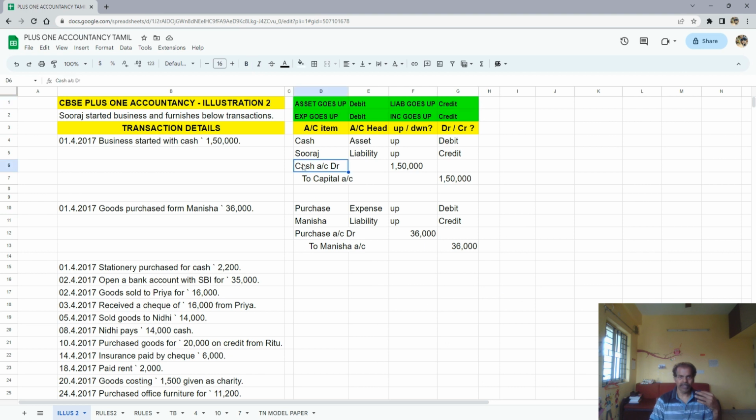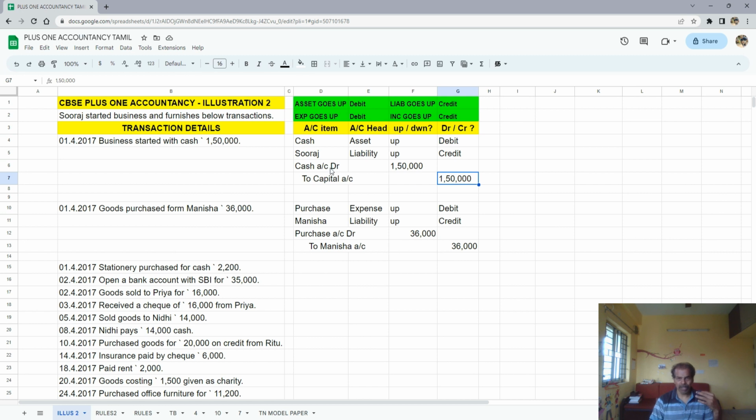So in this case, cash is debited. So you should write Cash Account Debtor 1,50,000. Then if it is credited, you should write To. Cash Account Debtor to Capital Account 1,50,000. So debit will come in the first column, credit will come in the next column. Then only you can identify which is debit or credit.